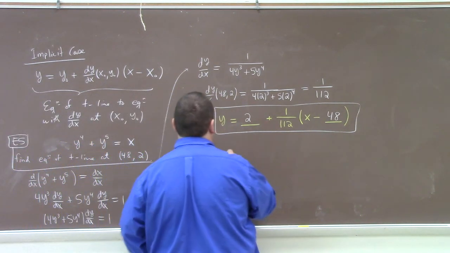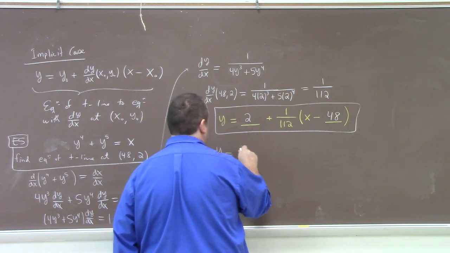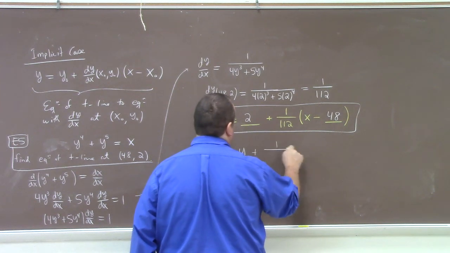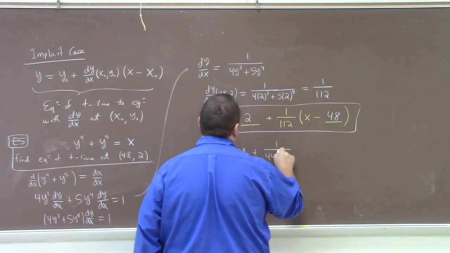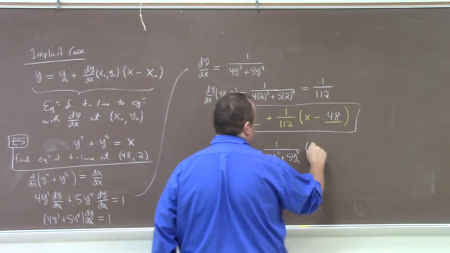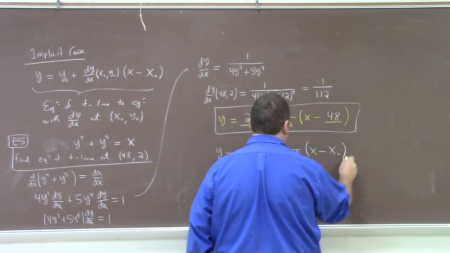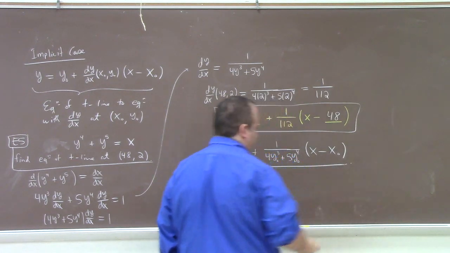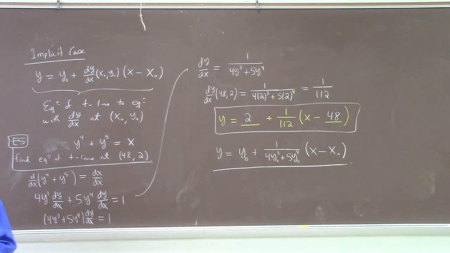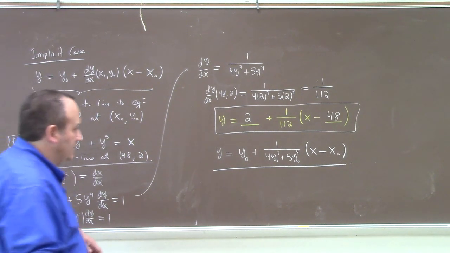I mean, you could write, here's the equation of the tangent line at an arbitrary point. y equals y naught plus 1 over 4 y naught cubed plus 5 y naught to the 4th power times x minus x naught. I mean, there you go. This is the equation of the tangent line through the point x naught comma y naught, which is on the curve. And there are places where that is useful. But I was trying to make the question a little bit less abstract, so I put a number in.